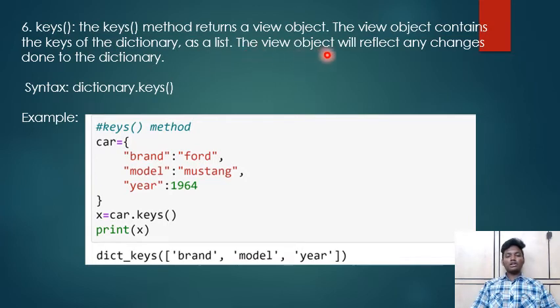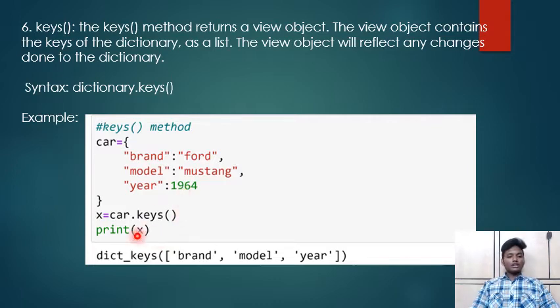The view object will reflect any changes done to the dictionary. The syntax for the keys method is dictionary.keys(), and the example for the keys method is: we have given the input as car equals to open curly bracket, and we can give the keys and the values. Here we can write x equals to car.keys(), and now we print x. Okay, and now the x value will be printed.